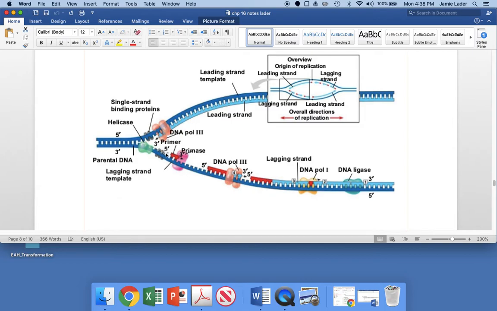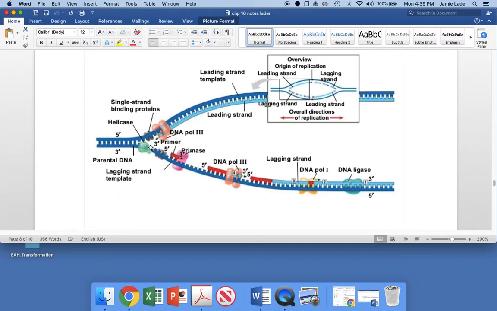This is called the lagging strand, because the fork is opening this way, and the lagging strand is the strand that is built going away from the replication fork. So it's kind of going against the grain, if you will. Once again, here's the 3' end of the original, and there's the 5' end of the original. These enzymes can only build in the 5' to 3' direction. So it's got to be built this way.